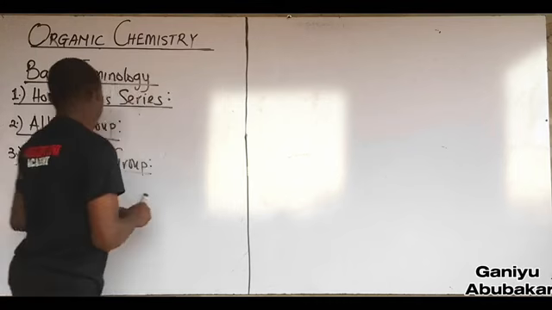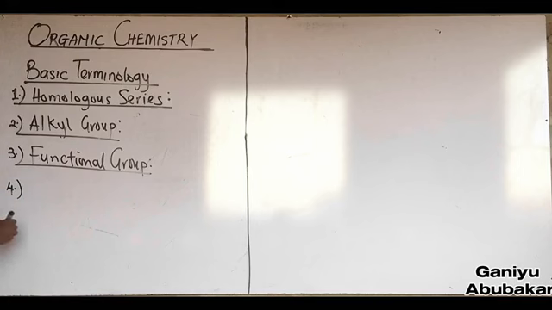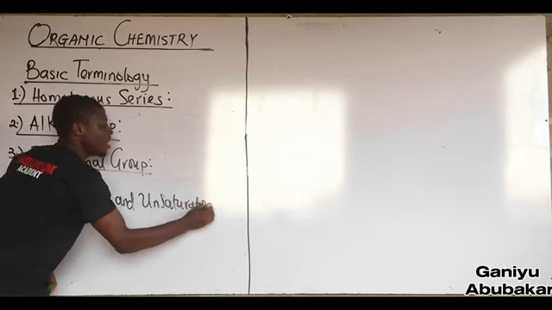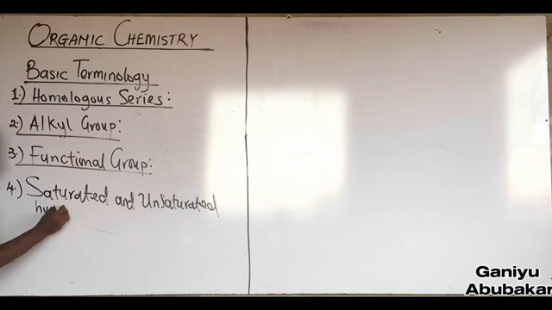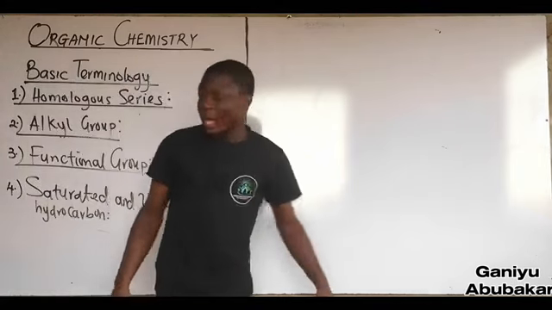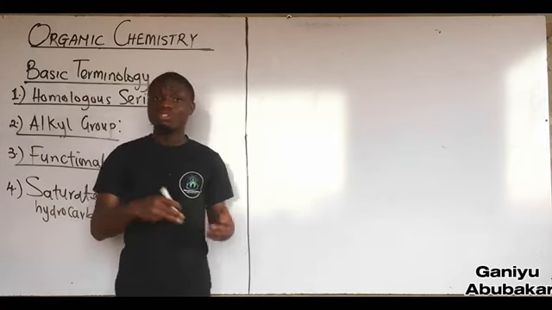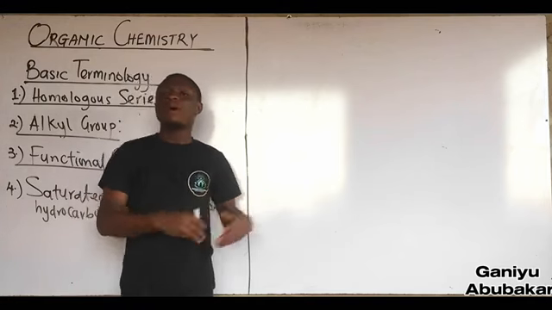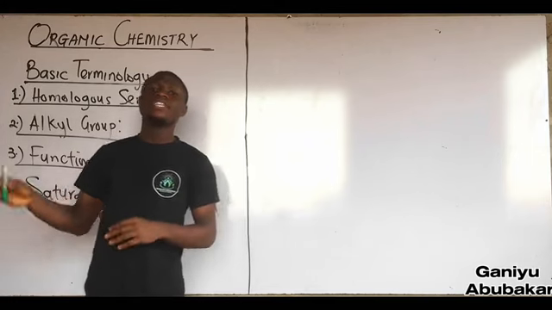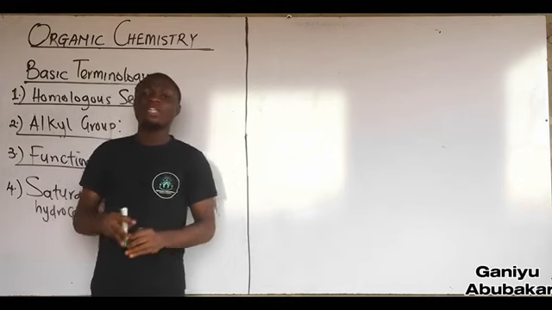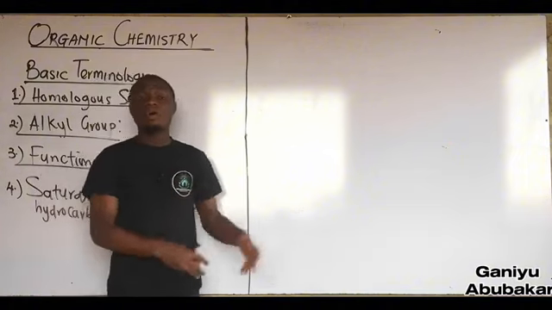Welcome back. The fourth terminology in the study of organic chemistry is saturated and unsaturated hydrocarbon. So let's call the concept of saturated and unsaturated hydrocarbon the fourth terminology in the study of organic chemistry. Organic compounds containing carbon joined only by single covalent bonds are said to be saturated, while unsaturated hydrocarbons are organic compounds that contain carbon-carbon double bonds or carbon-carbon triple bonds.